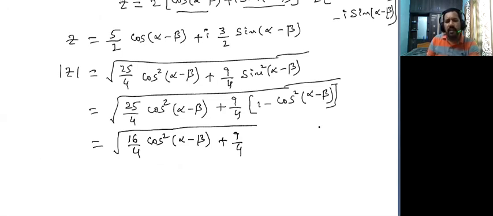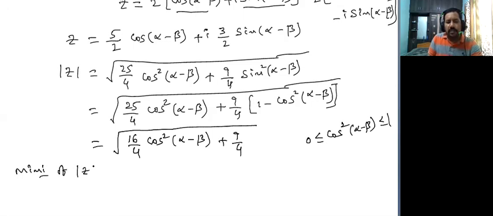So what is the range of the cos square function? 0 to 1. If you substitute 0, what will you get? Minimum value of mod z. So in place of that, you write 0, which means 0 plus 9 by 4. That is 3 by 2.